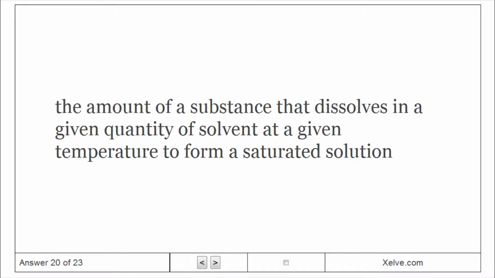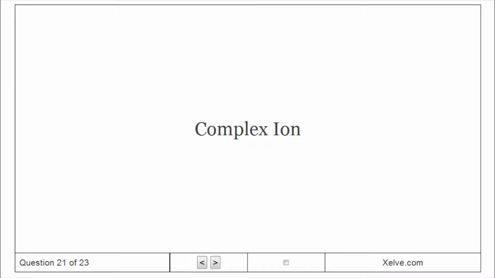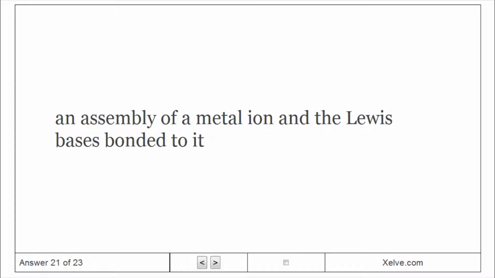Solubility. The amount of a substance that dissolves in a given quantity of solvent at a given temperature to form a saturated solution. Complex ion. An assembly of a metal ion and the Lewis bases bonded to it.